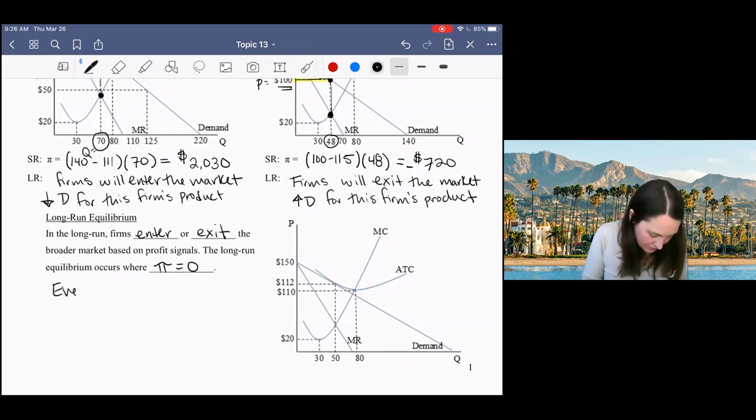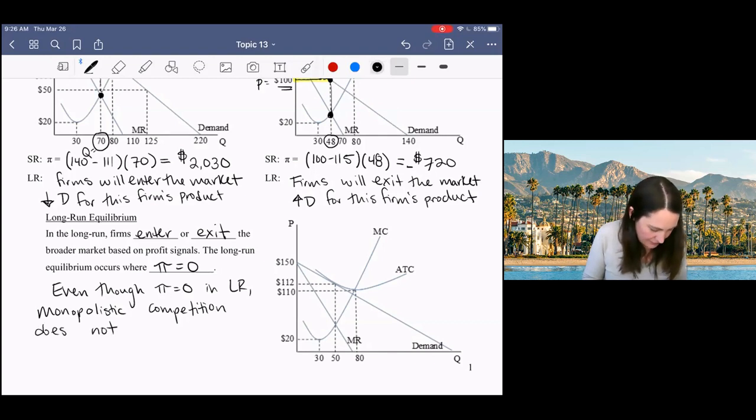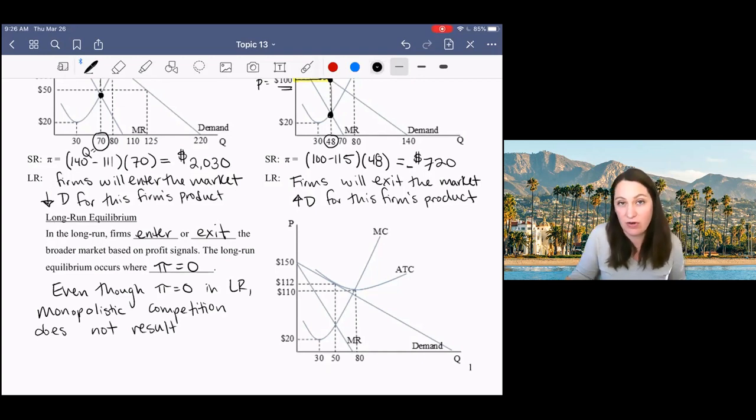Okay, even though profits are zero in the long run, a market with monopolistic competition does not result in the socially optimal outcome like the perfectly competitive market does.